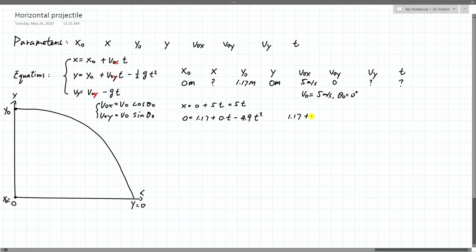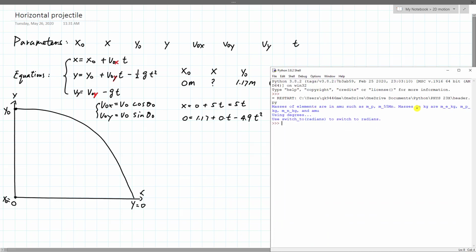1.17 minus 4.9 t squared is equal to 0. So t squared is 1.17 over 4.9. So t, if you square root this whole thing, 1.17 over 4.9.